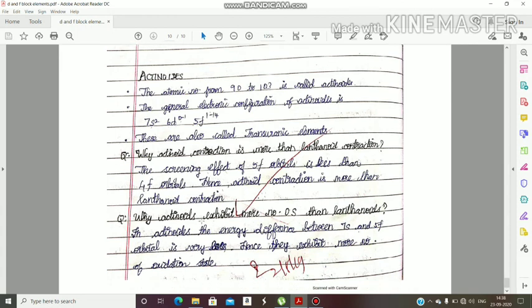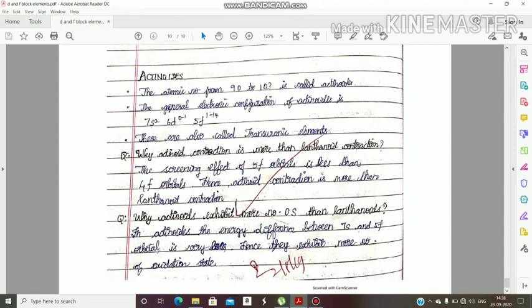Next, one more question. Why do actinides exhibit more number of oxidation states than lanthanides? That means lanthanides exhibit only +2, +3, +4, but actinides exhibit +3, +4, +5, +6, +7, so many. Why? What is the reason behind that? In actinides, the energy difference between 7s and 5f orbitals is very less. If the energy difference is very less, automatically those electrons will be involved in bonding when they react with any other substance. Automatically more number of oxidation states will be formed by actinides.